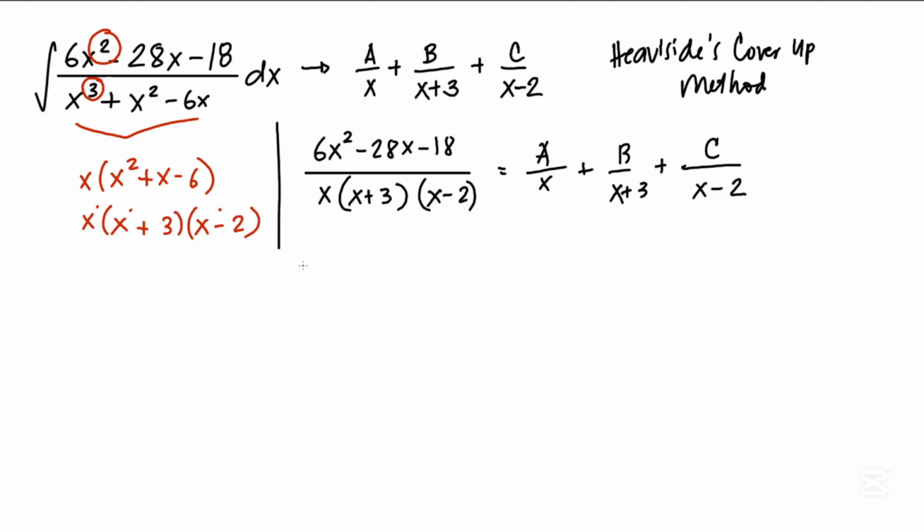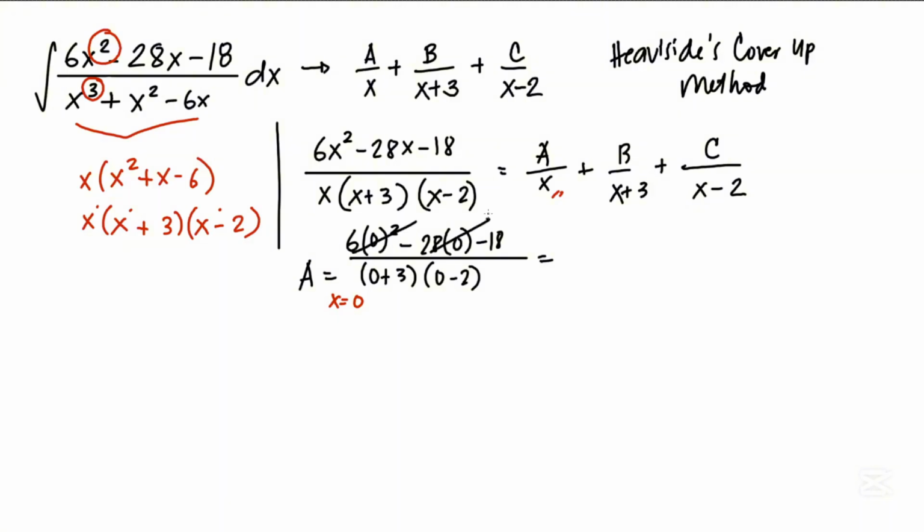Now focus on A only and its denominator, which is x. We want to turn our denominator into 0, so x is simply equal to 0. We call it cover-up because for the meantime, we will cover up the x. Then we substitute all x's with 0: 6 times 0 minus 28 times 0 minus 18 all over, ignoring x, 0 plus 3 and then 0 minus 2. This is 0, this is 0. I have negative 18 over 3 times negative 2, which is negative 6. Negative 18 over negative 6 is just positive 3. So A is equal to 3.